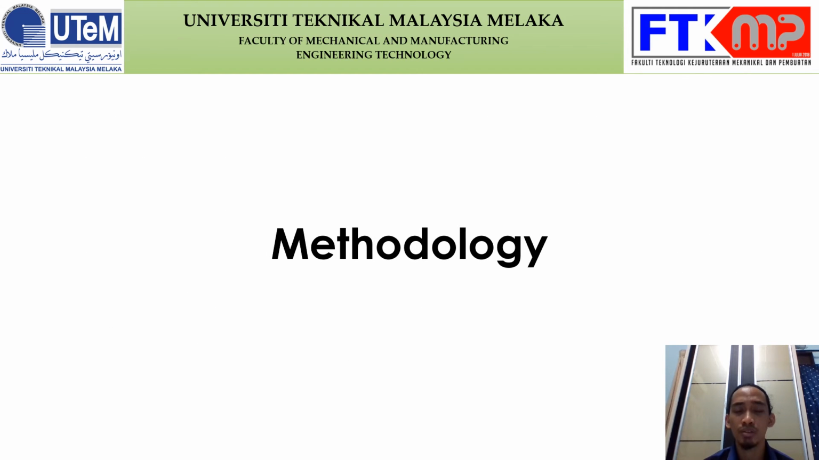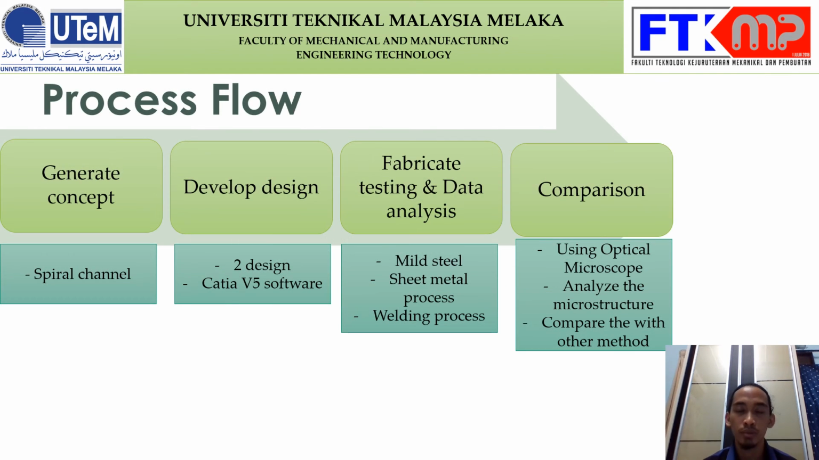Okay, now let's continue with my methodology for this project. Now I will explain the process flow of this project. First, I generate the concept for this project, and I name it the spiral channel concept. After we get the concept, I develop two designs, or two drawings, using CATIA V5 software.